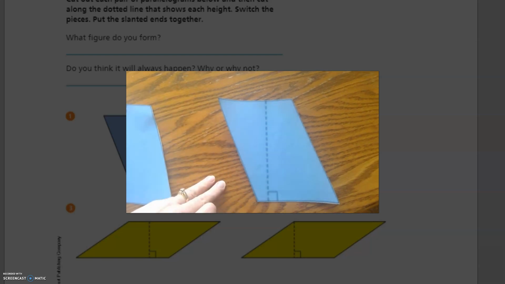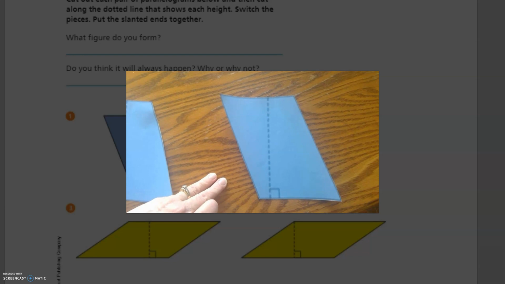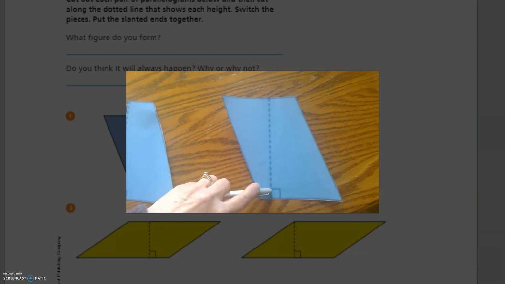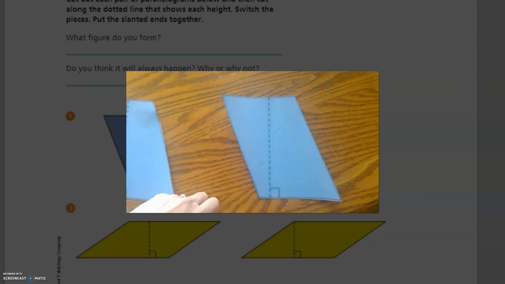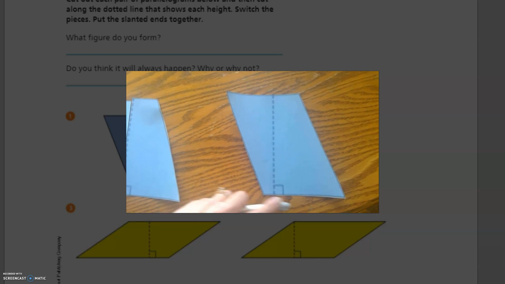That dotted line is actually called the height, as in how high or how tall it is. And you notice how it makes a right corner down at the bottom. That's kind of what makes it the height. So when we talk about the height of a figure, you should see a right angle down at the bottom of it. This bottom area we're going to call the base. So we've got the base and the height.